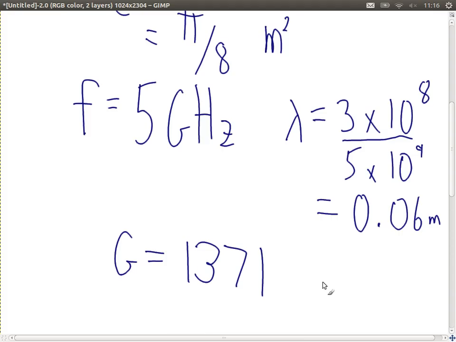No units. What that tells us is that my dish antenna, a parabolic dish of 1 meter in diameter, if I measure the signal when I use this dish antenna and then measure it again at the same distance away using an isotropic antenna, using my dish antenna, the power is 1,371 times stronger than if using an isotropic antenna. So that's the gain, 1,371 times stronger.